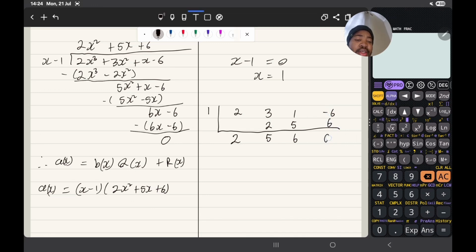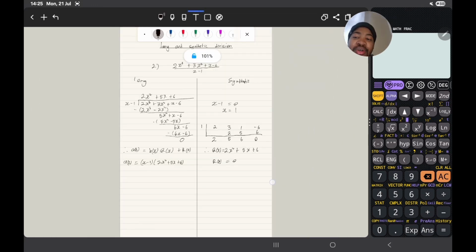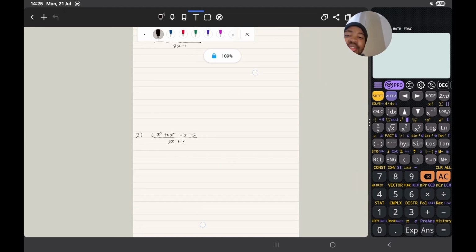You add, you get 0, right? And therefore the quotient is 2x squared plus 5x plus 6, right? And then your remainder is going to be 0, just like we got here, 2x squared plus 5x plus 6, with the remainder being 0, right? Cool, let's continue.